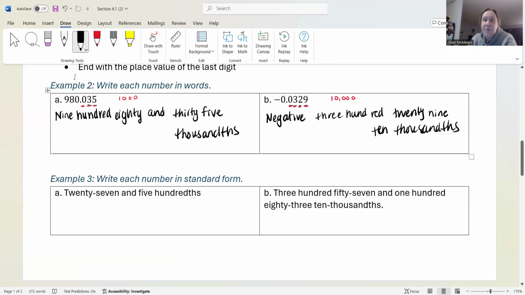Okay? Now, for example 3, we're going to do the opposite. We have a number written in words. We need to convert it to just its standard form, its number form. So for example 3, it says write each number in standard form. That just means typical numbers with the decimal point, the whole bit, okay? Part A, we have 27 and 500ths.